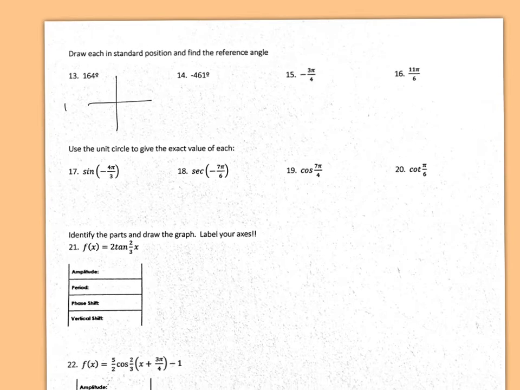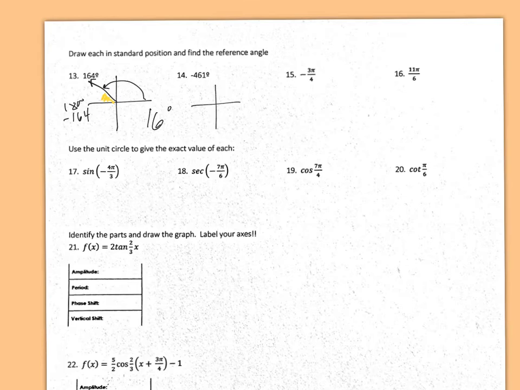So 164, right here is 180. So we're not all that way. Well, you know your reference angle lives right here. This is your reference angle, the space between the angle and 180 when you're in that quadrant. So you subtract 180 minus 164. Reference angle is 16 degrees.